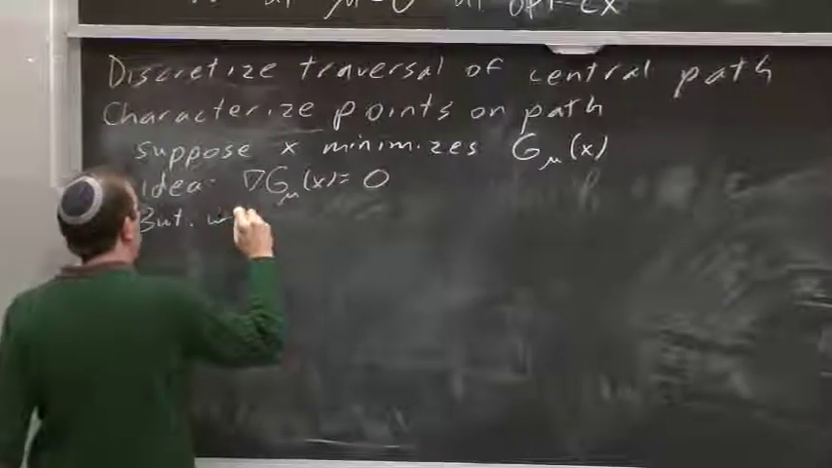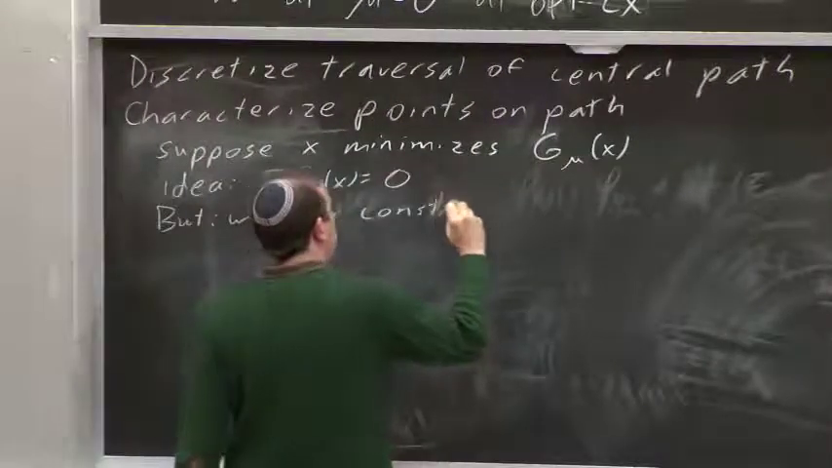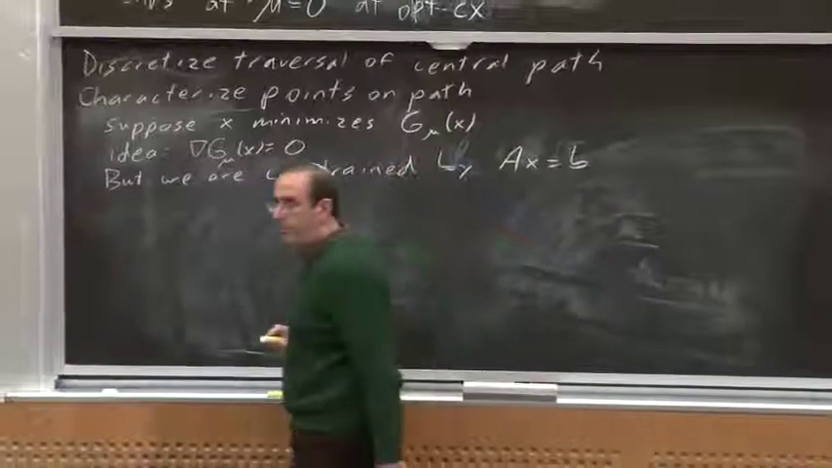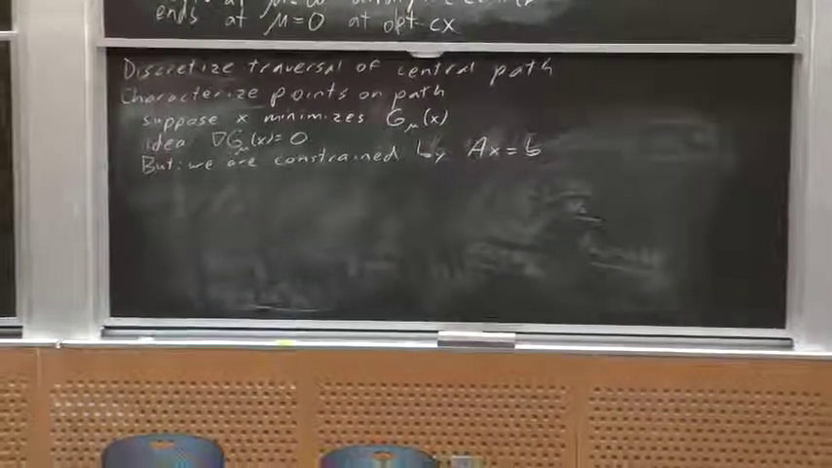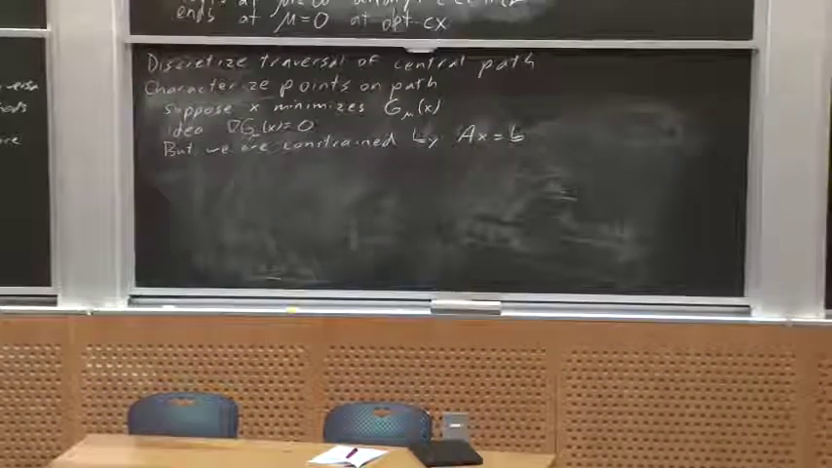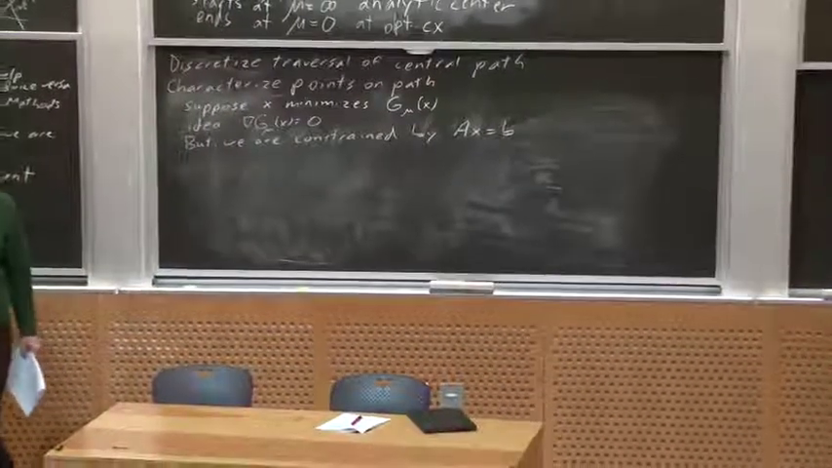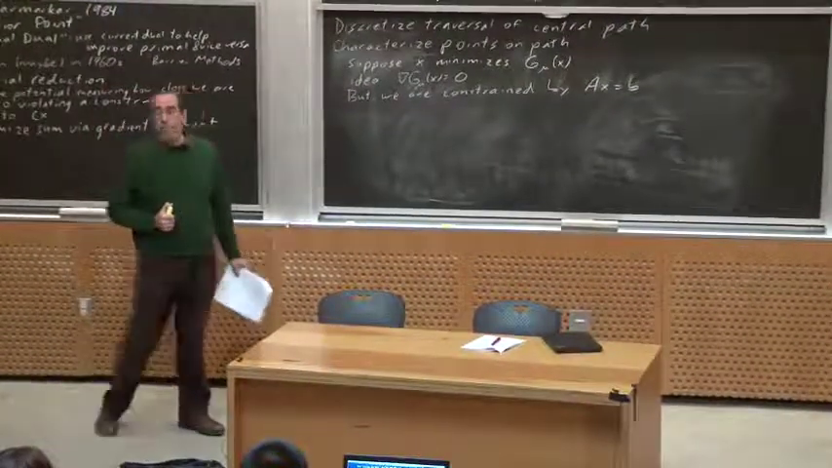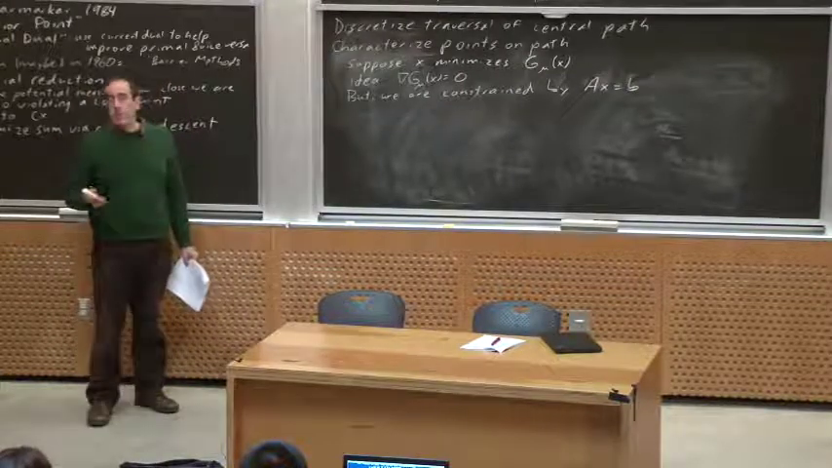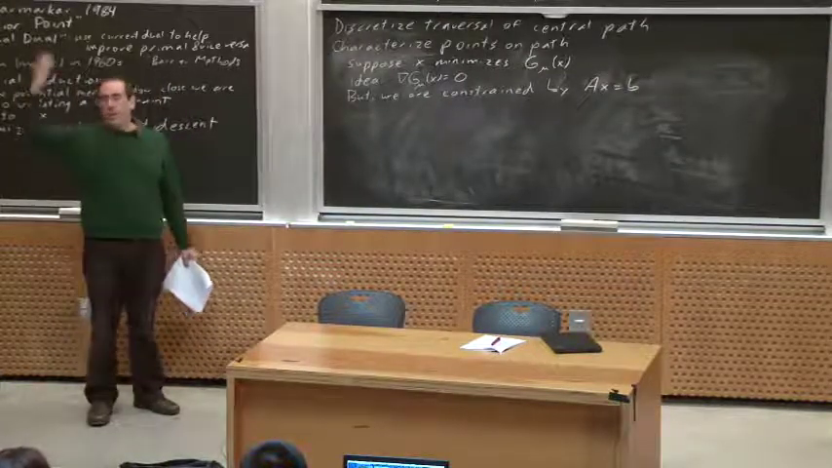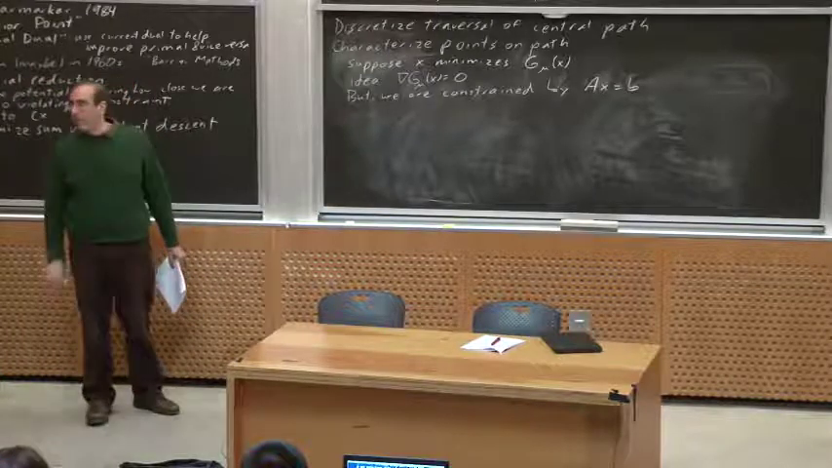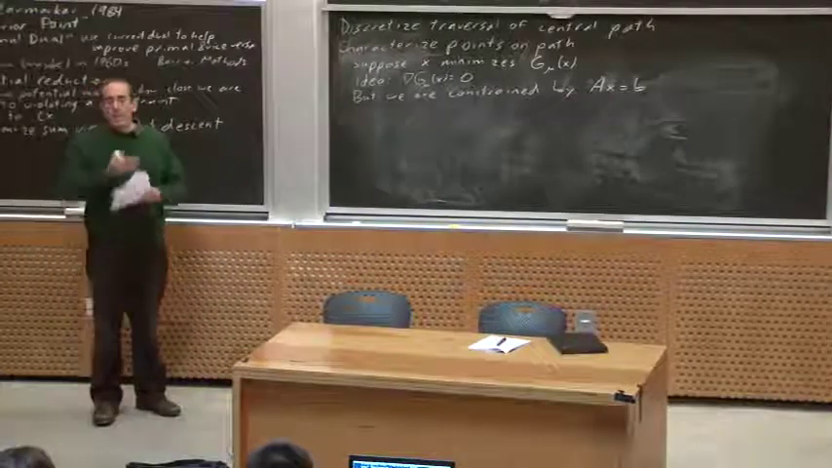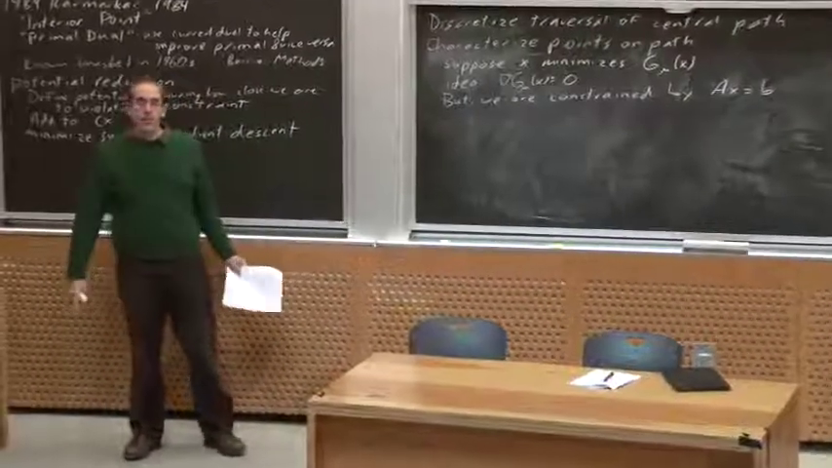Because we are constrained by Ax equals b, right? The set of linear constraints in our standard form linear program. So maybe the gradient is not zero. Maybe there's a non-zero gradient, but we're still at the minimum because the actual minimum is off of our Ax equals b space. So what weaker condition can we assert must hold if at least within this Ax equals b subspace we're at the minimum?